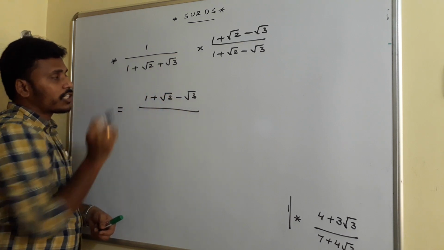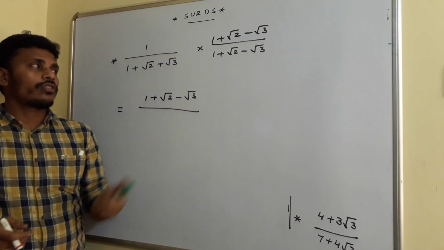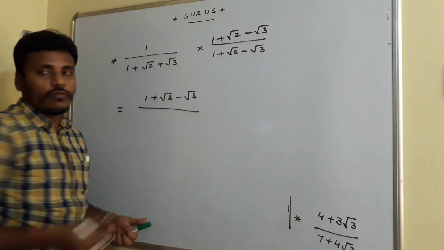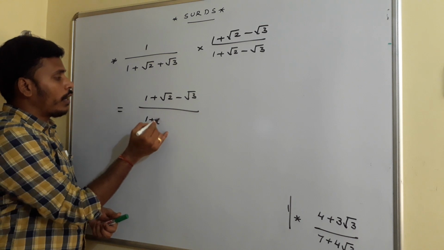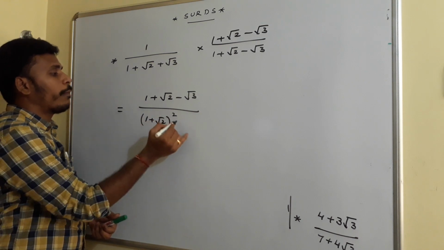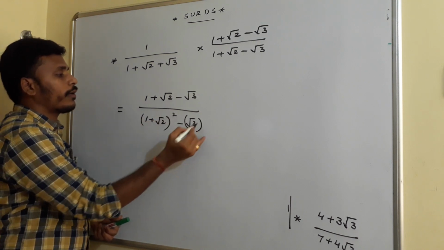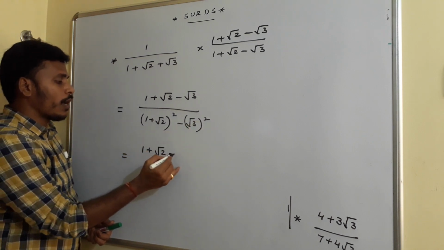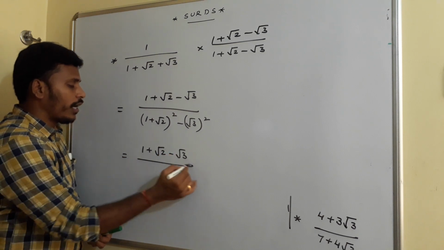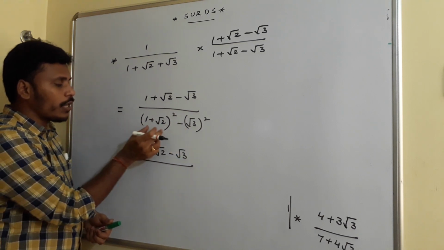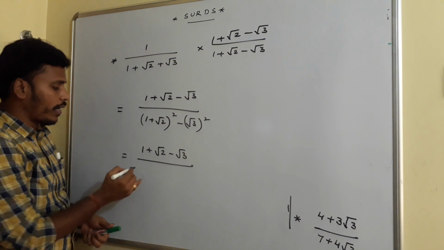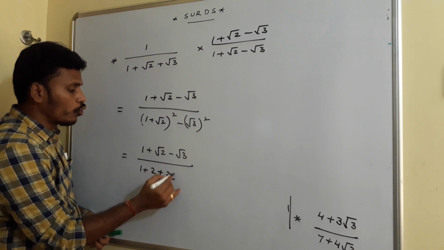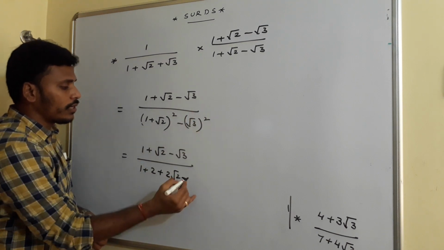Whereas in the denominator, just think about it, 1 plus root 2 plus root 3, 1 plus root 2 minus root 3. If you look, this is of the format x plus y into x minus y. Then it becomes 1 plus root 2 whole square minus root 3 square. Now if you simplify further, the numerator remains the same, 1 plus root 2 minus root 3, divided by the denominator part. Here you need to utilize the rule of a plus b whole square. 1 plus root 2 whole square is 1 plus 2 plus 2ab, which is 2 root 2, and minus root 3 square is 3.